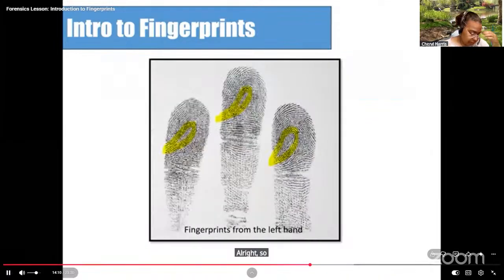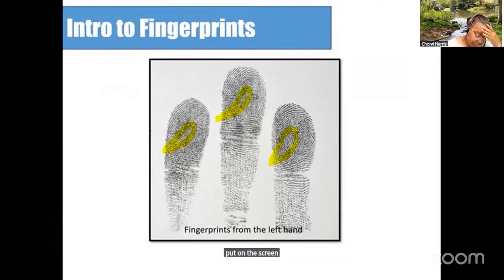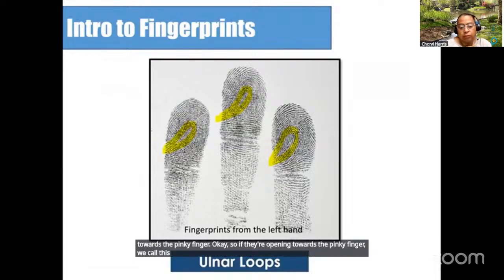All right, so let's take a look at some examples. In this picture, we have loops that are opening towards the pinky. And I know that because it says the fingerprints are from the left hand. So if you hold up your left hand in the air and you imagine these are fingerprints you've put on the screen, you can see the loops are coming in from the left and they're exiting the left. So they are entering and exiting towards the pinky finger. So if they're opening towards the pinky finger, we call this an ulnar loop.